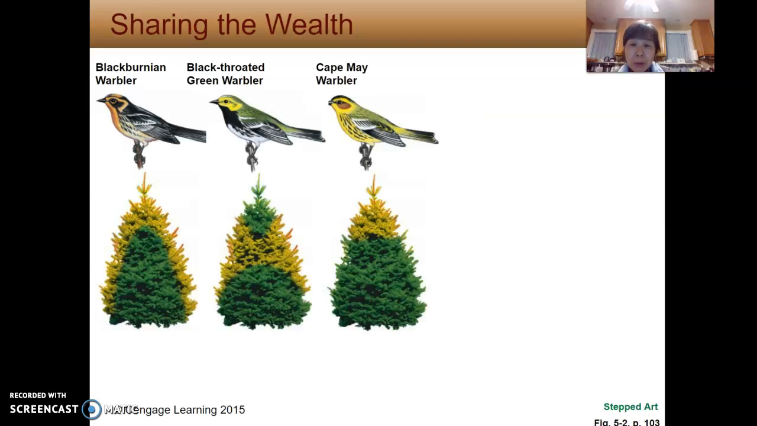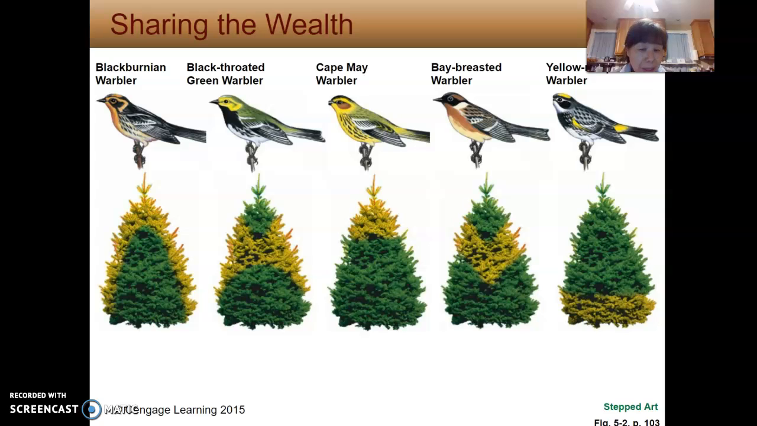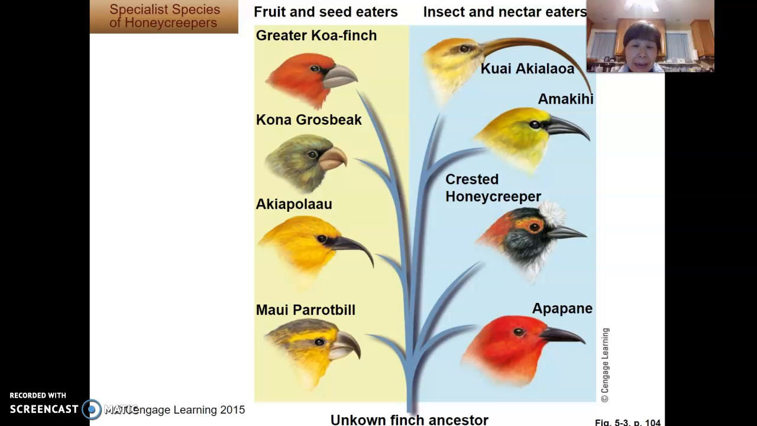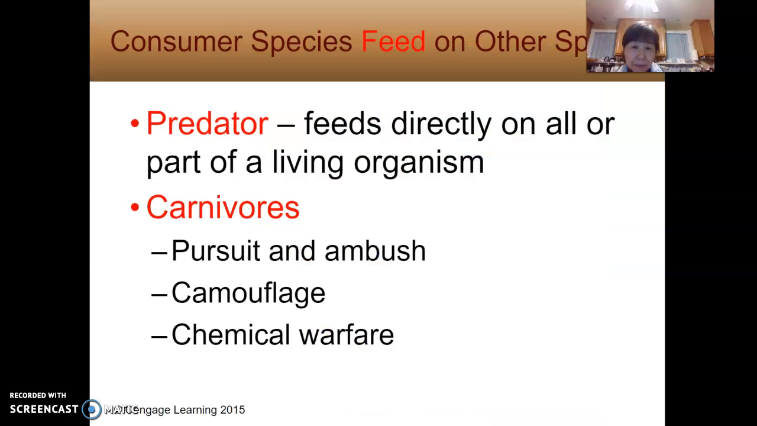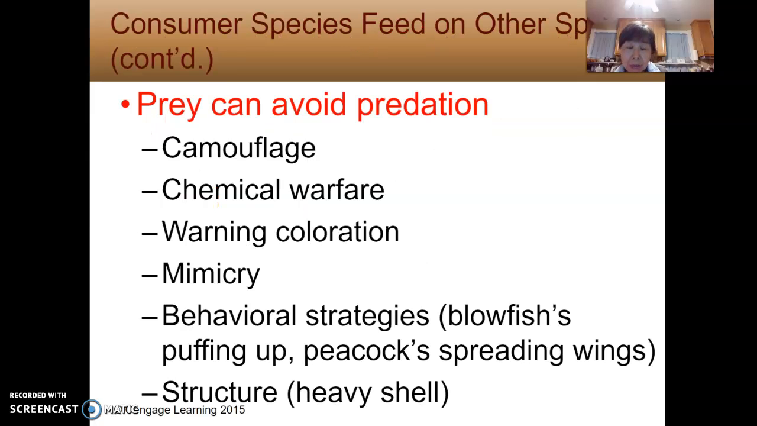For example, those birds look like they use the same species of trees, but some use the top, some use the bottom. And on this island, many species of birds developed different beaks, so they can eat different food, although they share the same space. And then predators and carnivores, I think you guys know about this part. One thing we want you to pay attention to is how prey avoid being eaten, and how predators try to get their food easily. They have different strategies, and sometimes they use the same strategy.